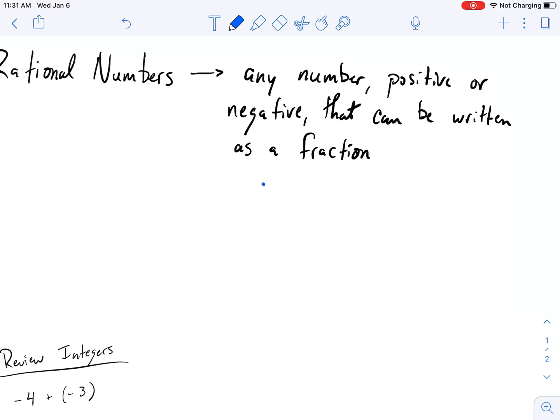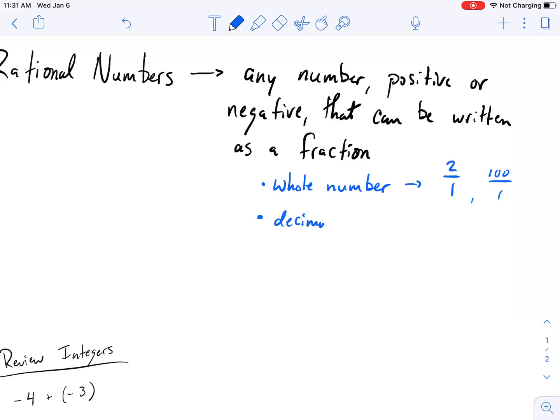So examples of this, let me use a different color. This means that this can be a whole number, right? This can be a whole number because you could write any whole number as a fraction, like the number 2 can be written as 2 over 1, right? Or 100 over 1 is 100, okay?